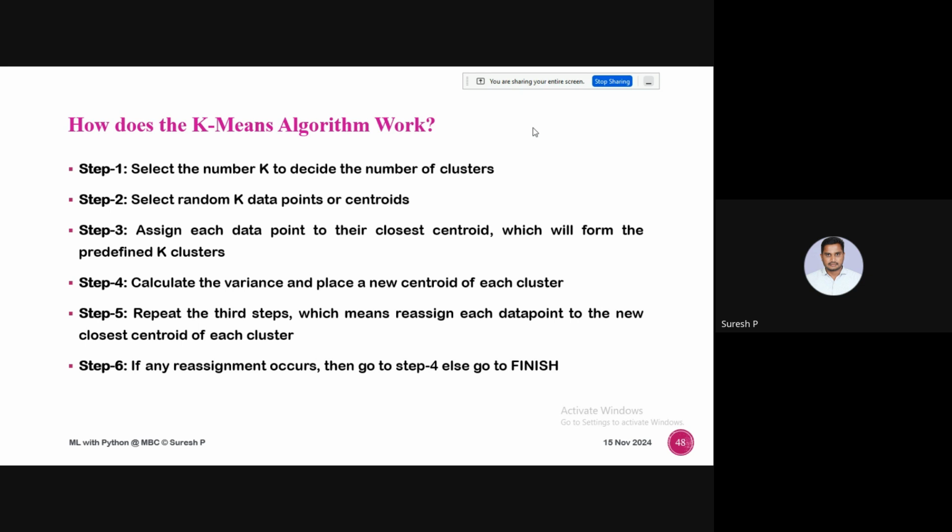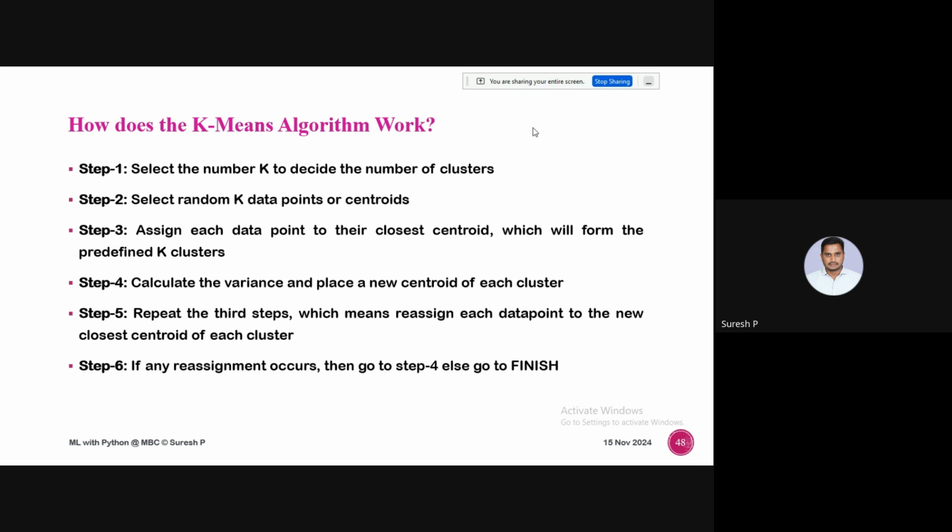Then after that, assign each data point to the closest centroid, which will form the predefined clusters. So now we have to calculate the Euclidean distance between the data point and the centroid point. You choose a data point, then identify which cluster the data point is closest to. That has to be identified, and the data point has to be added to that particular cluster.